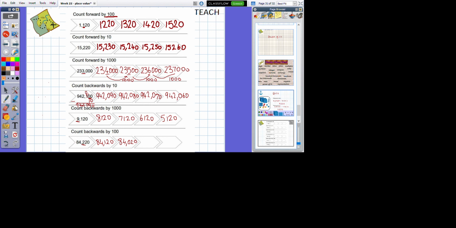Okay, so if you can't do this in your head, you can do 84,020 subtract 100 to help you. Okay, so you can see there we've had to exchange from the thousands column into the hundreds column to help us. Okay, so now my thousands number has gone down so that I can continue to count backwards. We've got 83,920, and then it continues like that. So I have 820 this time.